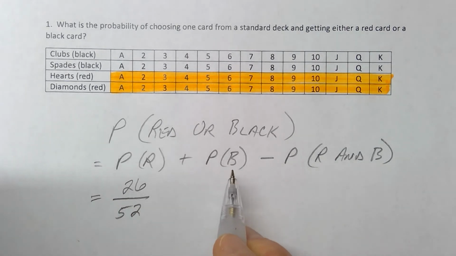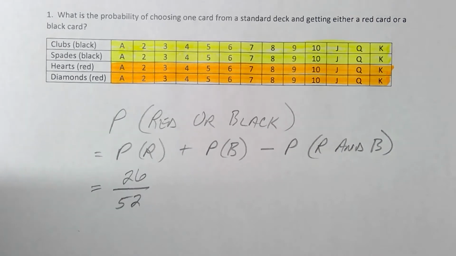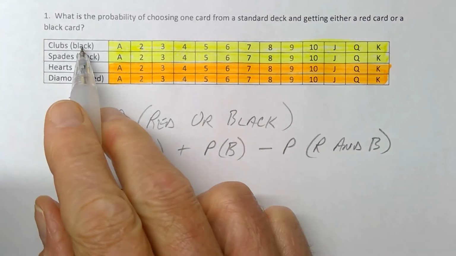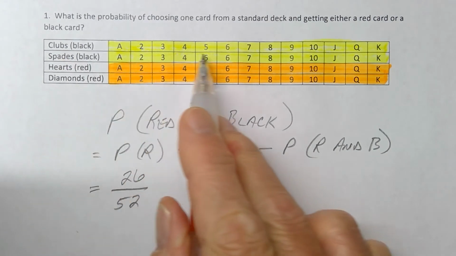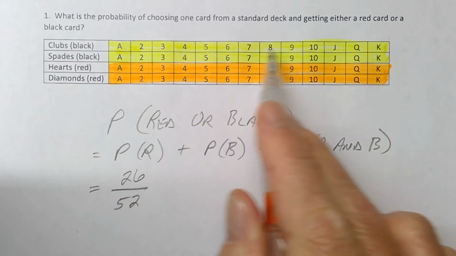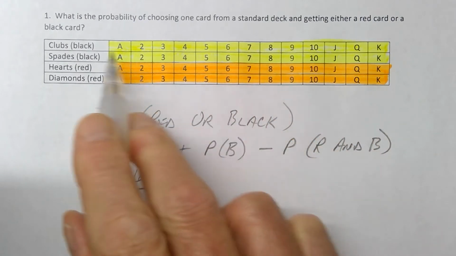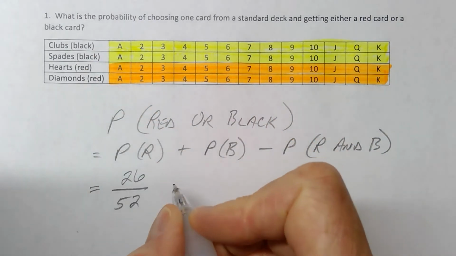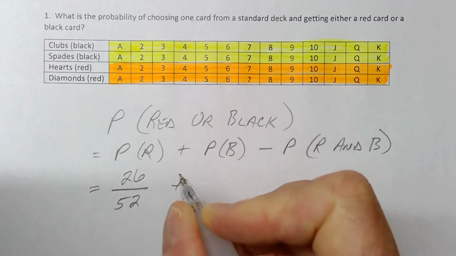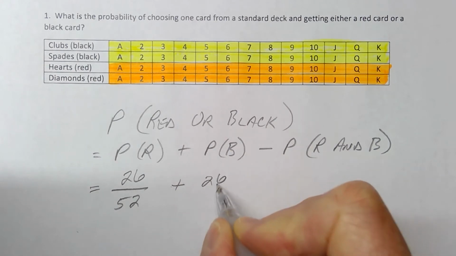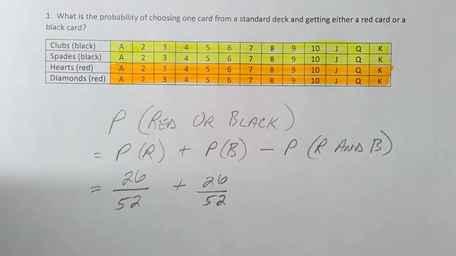Now let's calculate the odds of pulling a black card. I've colored the black cards, the clubs and the spades, all yellow. There are 13 clubs and 13 spades. That's 26 chances of winning by pulling a black card. So we have plus 26 out of 52 again.